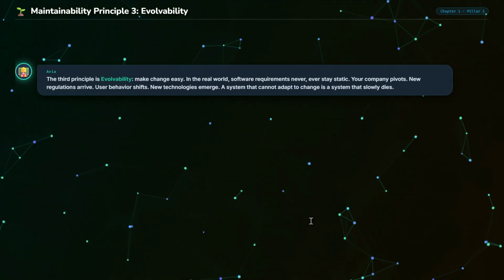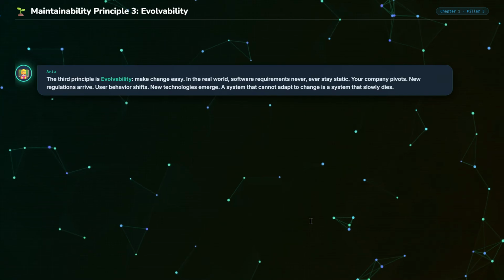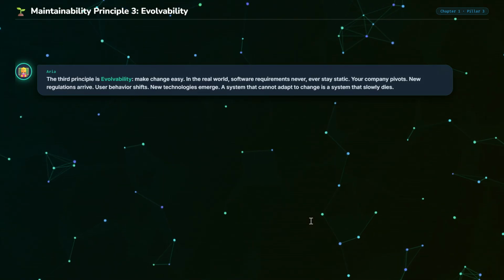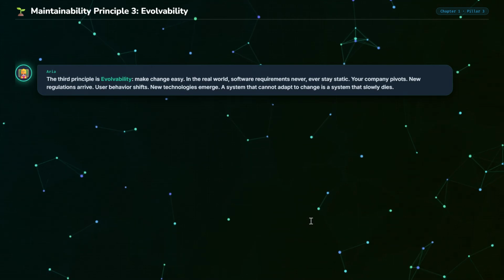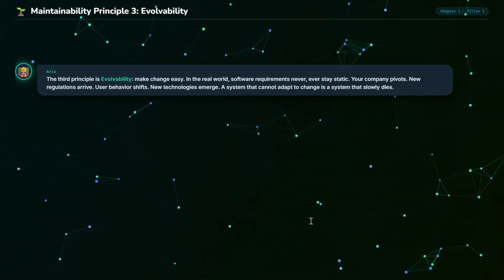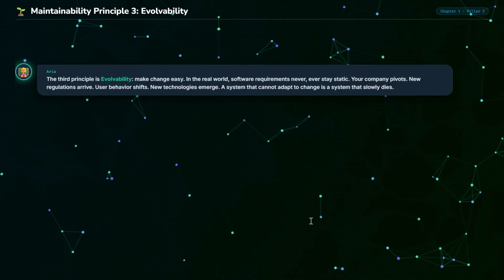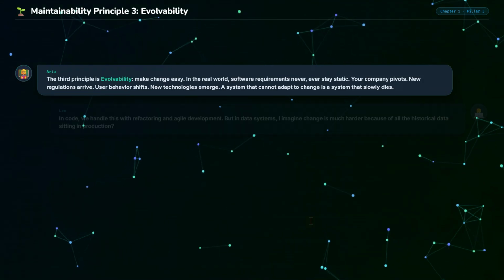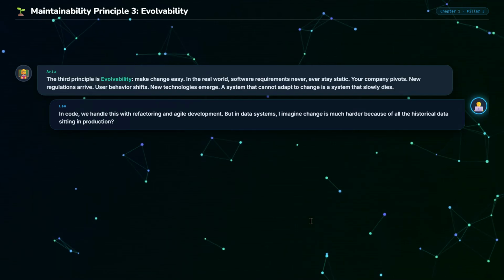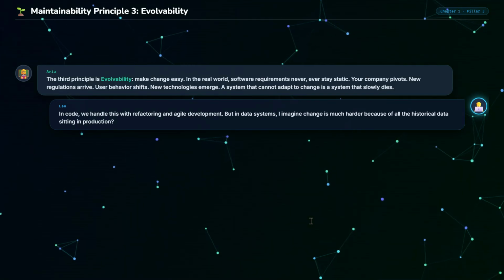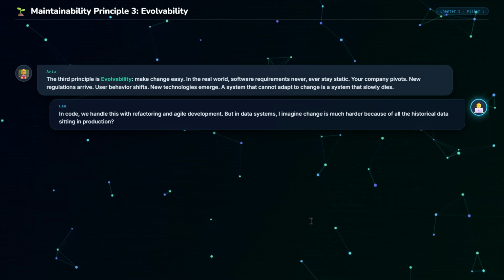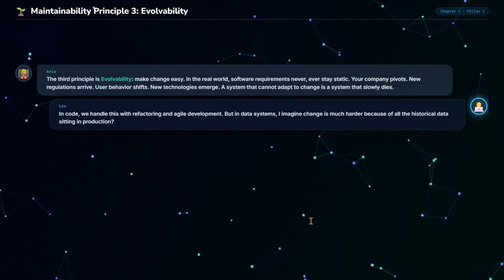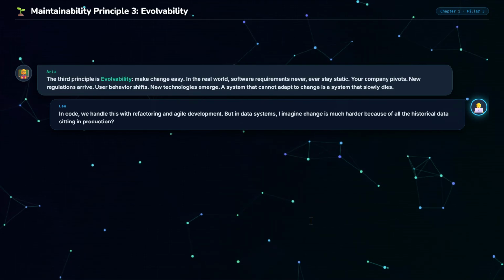Your company pivots its entire business model. New data privacy regulations arrive that require you to completely rethink how you store user information. User behavior shifts in ways nobody predicted. A new technology emerges that makes your current approach obsolete. In regular application code, we handle this with refactoring and agile development. But in data systems, I imagine change is much more difficult because of all the historical data already sitting in production databases.